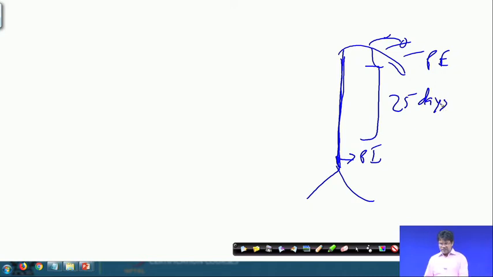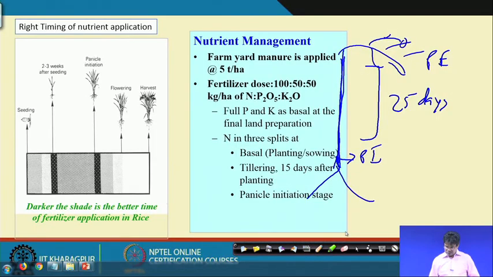And if there is any stress during panicle initiation, then there will be fewer grains formed, and ultimately less grain yield. So, this is one of the critical stages in the rice crop. The crop should not suffer any type of nutrient stress at this stage.